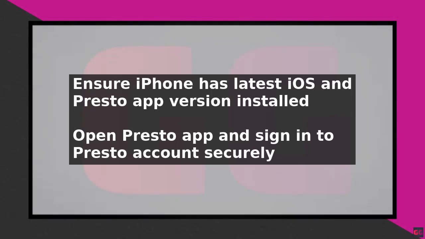To add a Presto card to Apple Wallet in Canada, start by making sure your iPhone is running the latest version of iOS and that you have the latest version of the Presto app installed from the App Store. Next, open the Presto app and sign in to your Presto account. If you do not have a Presto account, you will need to create one by following the in-app prompts.